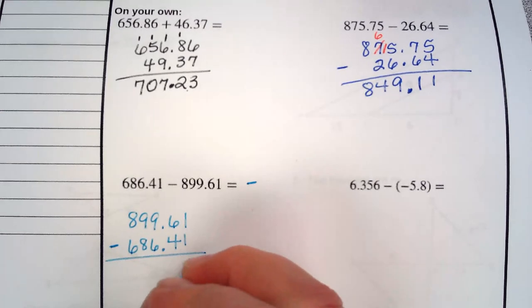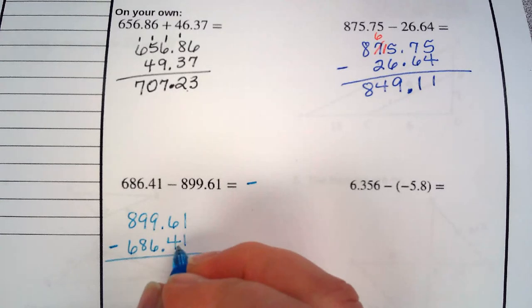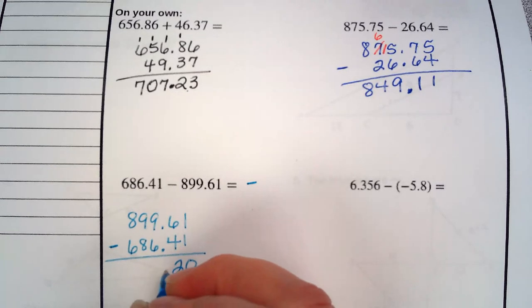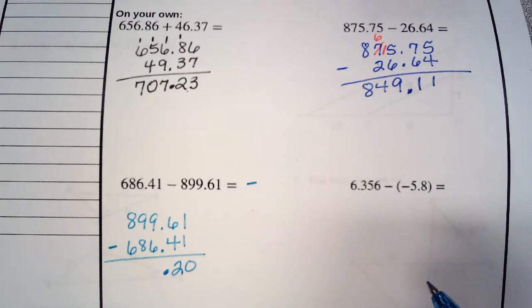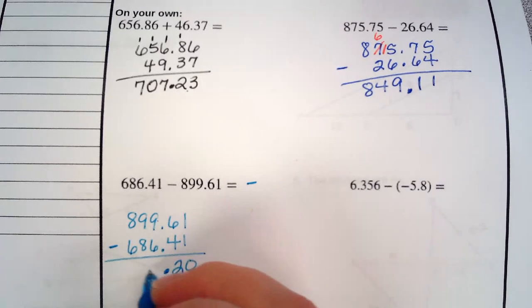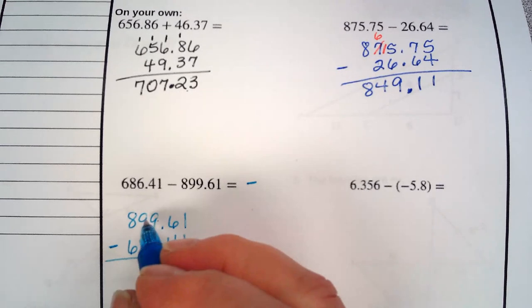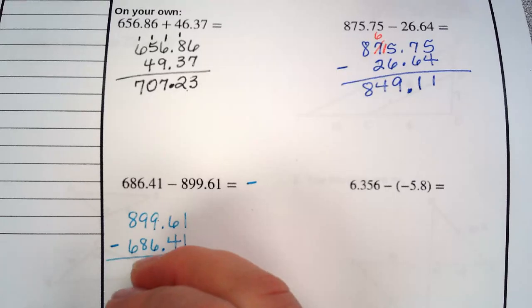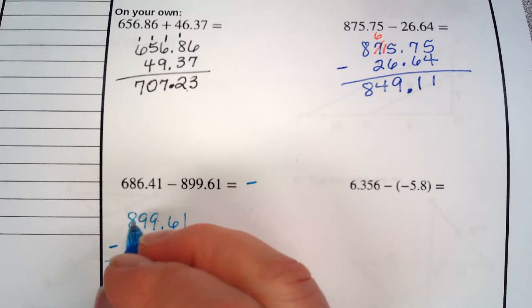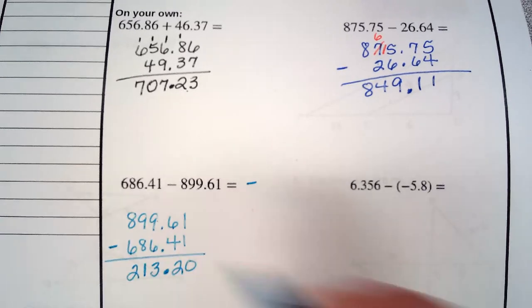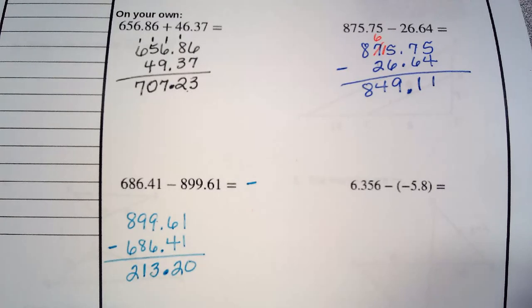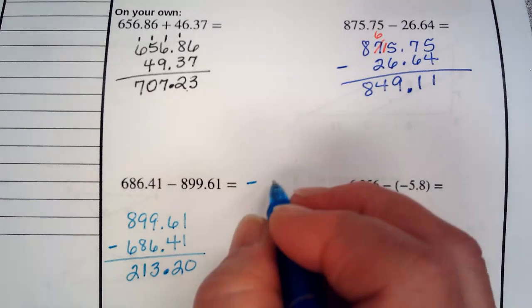1 minus 1 is 0. 6 minus 4 is 2. Bring my decimal down. 9 minus 6 is 3. 9 minus 8 is 1. 8 minus 6 is 2. So the answer is 213.20. 213 and 21 hundredths.